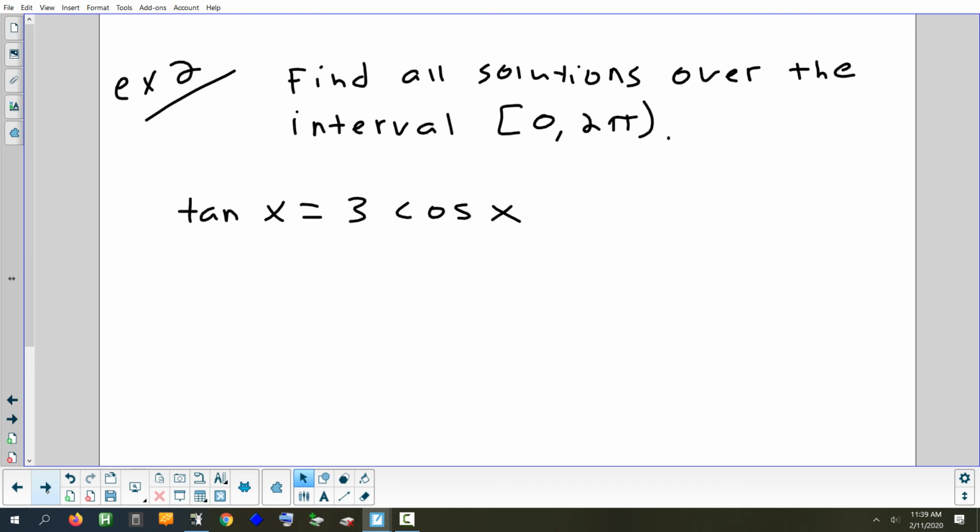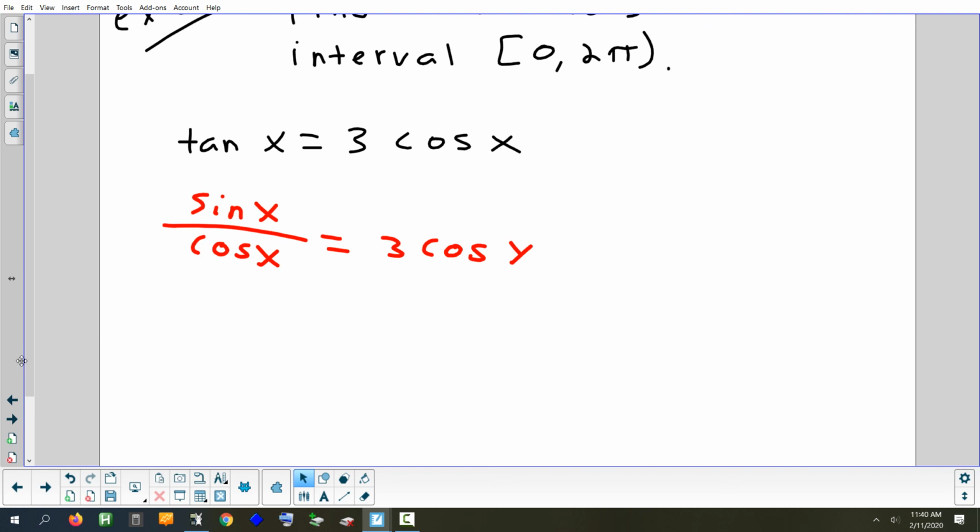Well, which trig function there is more complicated and can be written in a simpler way? Tangent, right? Sines and cosines are the basic trig functions for everything. So let's try to take tangent and make it simpler and see what happens. How can you rewrite tangent? Okay, so you can write it as sine over cosine equals 3 cosine. Is that a quadratic equation? No, quadratic has to have something squared in it.